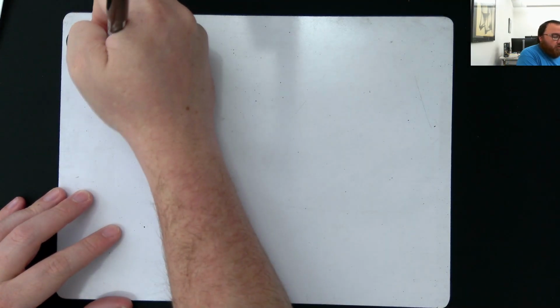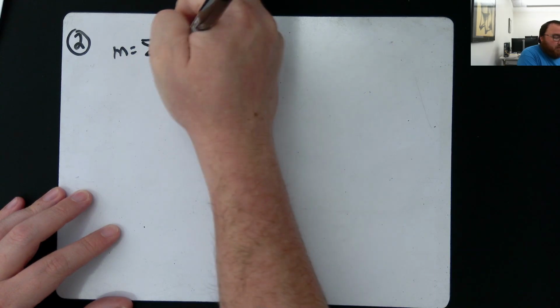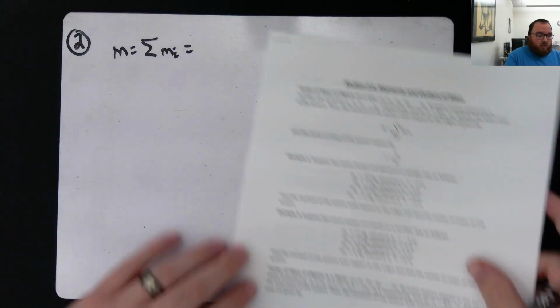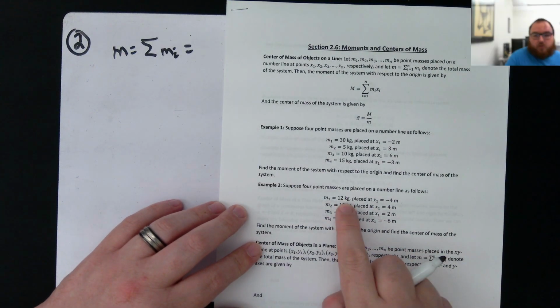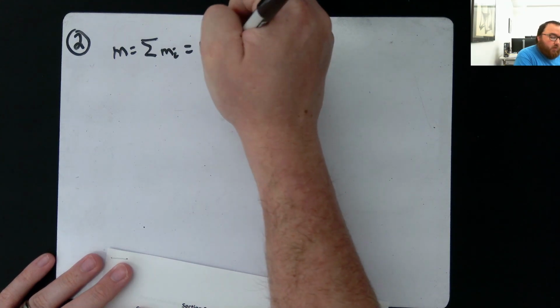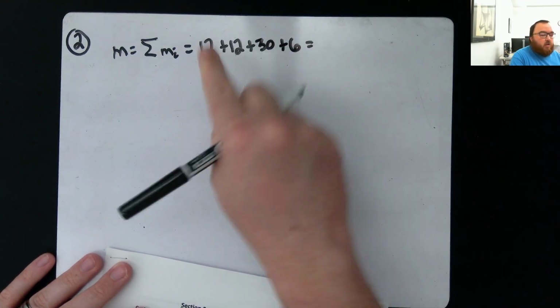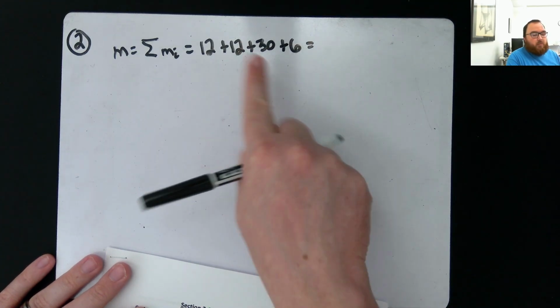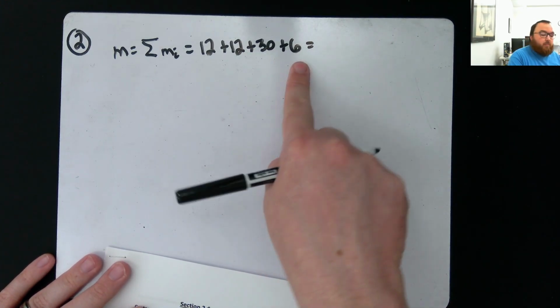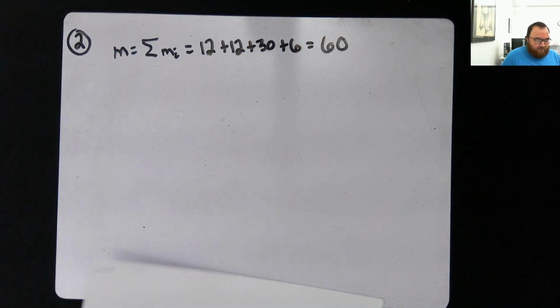So again, let's find our total mass. This is the sum of all the masses. The masses are listed here: 12, 12, 30, and 6. So 12 plus 12 plus 30 plus 6. 12 plus 12 is 24, plus 30 is 54, plus 6 is 60 again. Didn't mean to do that, but that's okay.